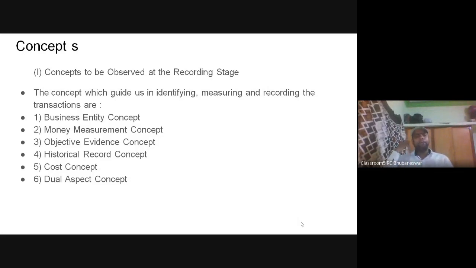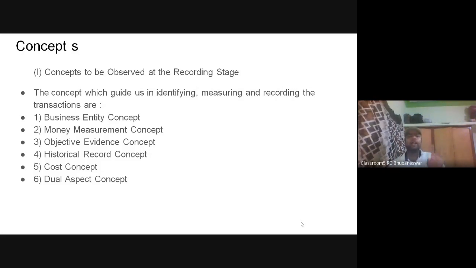नेक्स्ट, मनी मेजरमेंट कंसेप्ट. इसका मतलब ये हुआ कि all the transactions or all the events which can be converted into monetary term, which has a quantification or money form, that will be only recorded. Non-monetary factors will be ignored. Next, objective evidence concept. इसका मतलब ये हुआ those items which is recorded is having some objective in mind. So all these objective evidence will be recorded.